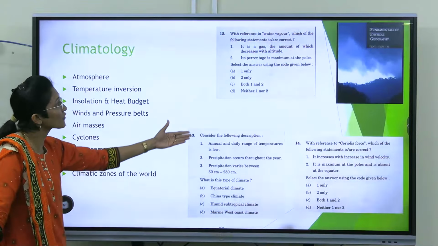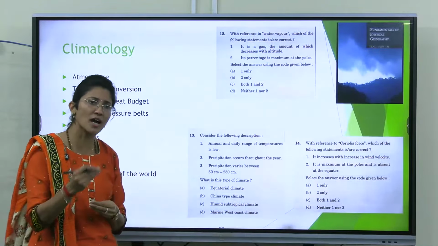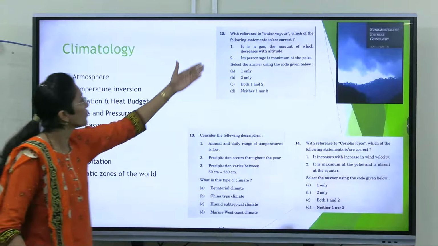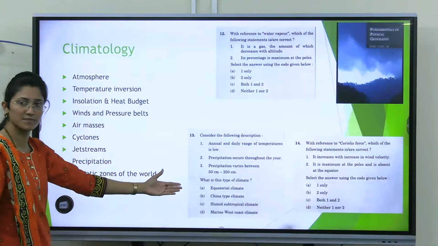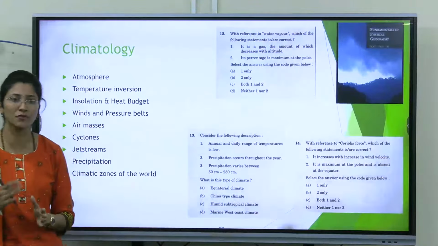And look at the nature of questions being asked. They're asking about water vapor. See, these questions are directly picked up from NCERTs. Basics, water vapor, Coriolis force, right? And climatic zones. See, for climatic zones of the world, you can also refer to G.C. Leong.